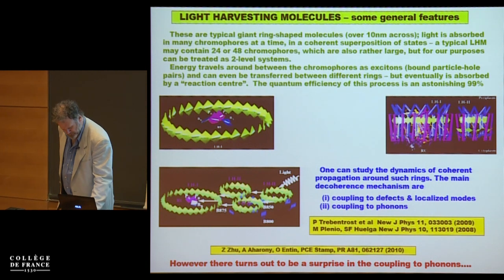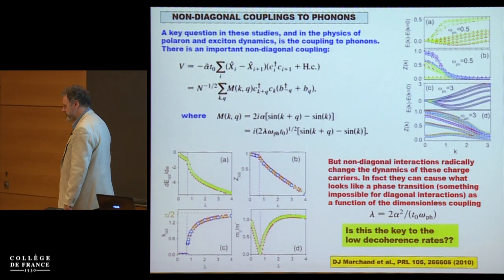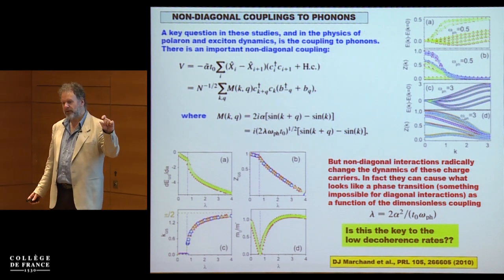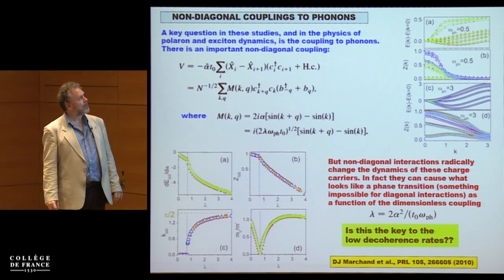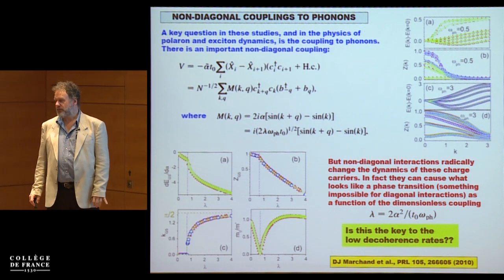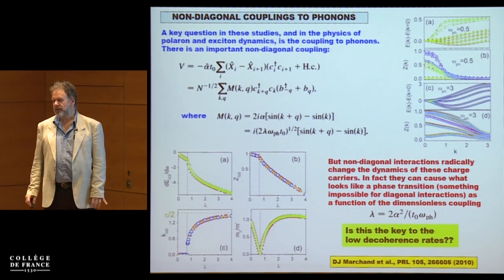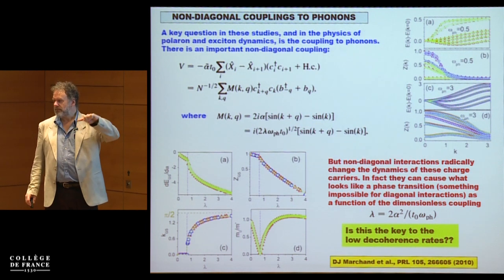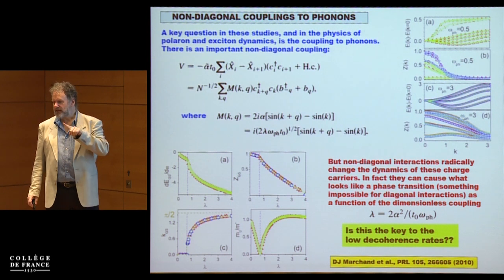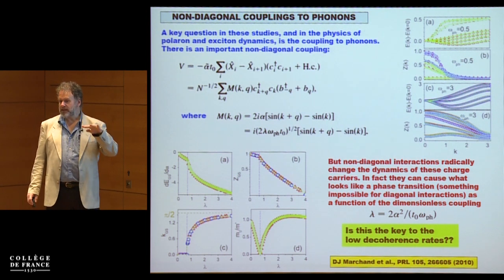But then we found a surprise. Because, of course, phonons are very important. The coupling between these excitons and phonons is very important. So what happens? Well, this is a little technical, but the key is that, as I said to you before, there are two kinds of coupling between my particle, my quantum walker, and the bath. There's a coupling when it's on the sites, and there's a coupling on the links.